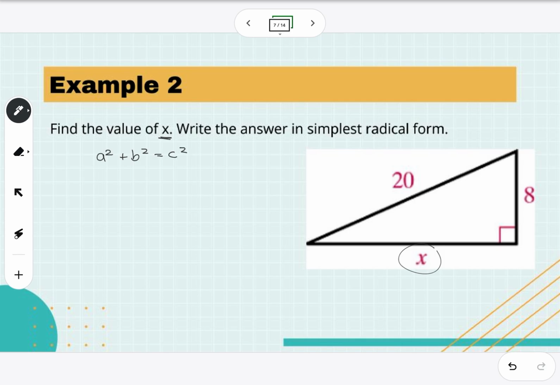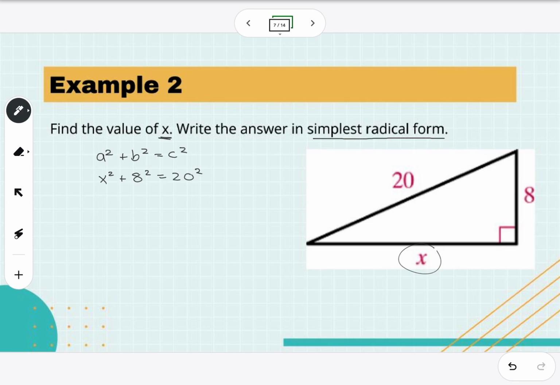And I'm going to make sure that I'm plugging in x into either a or b. Like I said, it doesn't really matter which one, but make sure that 8 and x are your legs. So I'm going to just plug it in for a. So x squared plus 8 squared equals 20 squared. And then our answer is going to have to be in simplest radical form. So what that means is you're going to have a radical in your answer, but make sure that you're simplifying it as much as you possibly can.